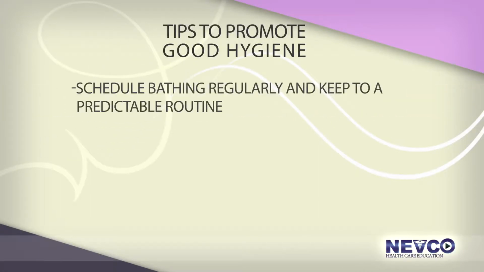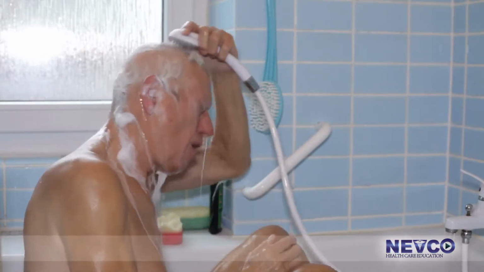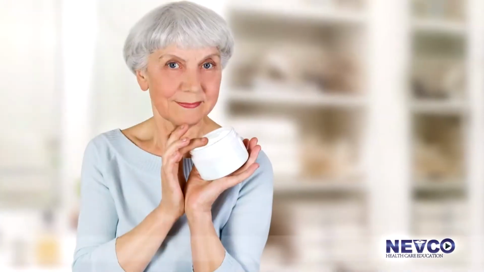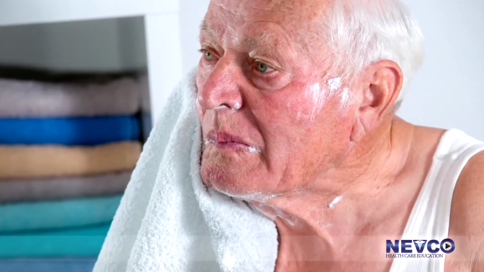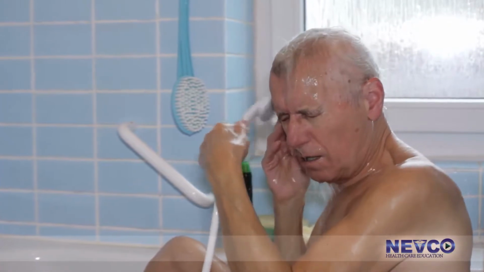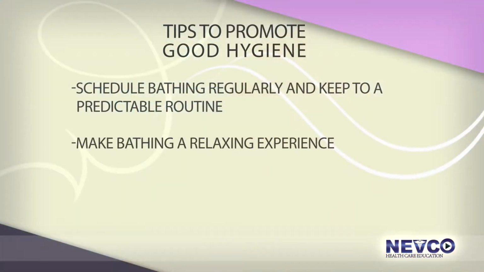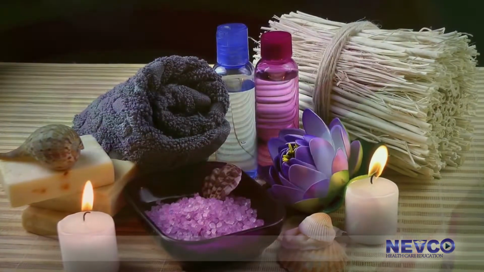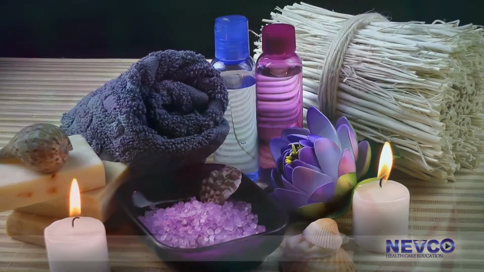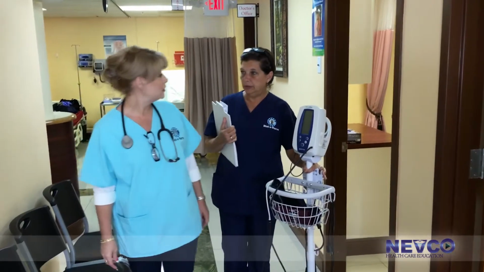Schedule bathing regularly and keep to a predictable routine, such as time of day, the bathroom used, temperature of the water, the same smells of soap, creams, lotions, shaving products, towels, and bathrobes. Remember that inability to communicate displeasure with breaks in the routine may be manifested by struggling, refusal, or other acting out behaviors. Make bathing a relaxing experience by using music, candles, aromatic lotions and soaps, and warm cloths. Be aware of potential fears of water, falling, being cold, or undressing. Elicit the help of another person if needed to assure that the patient feels secure and trust that they will not be hurt.